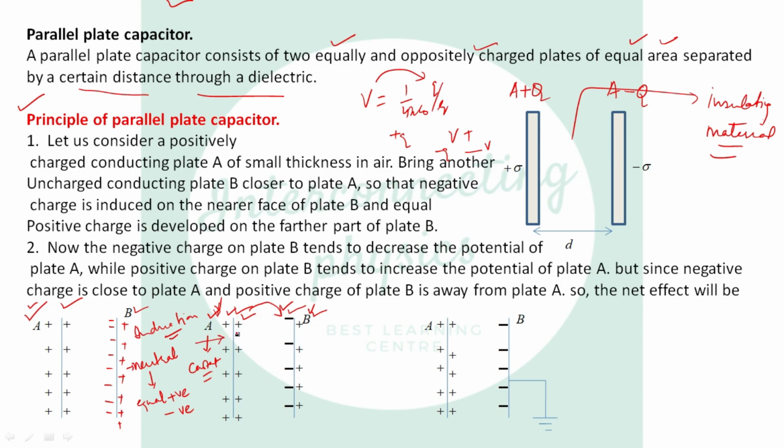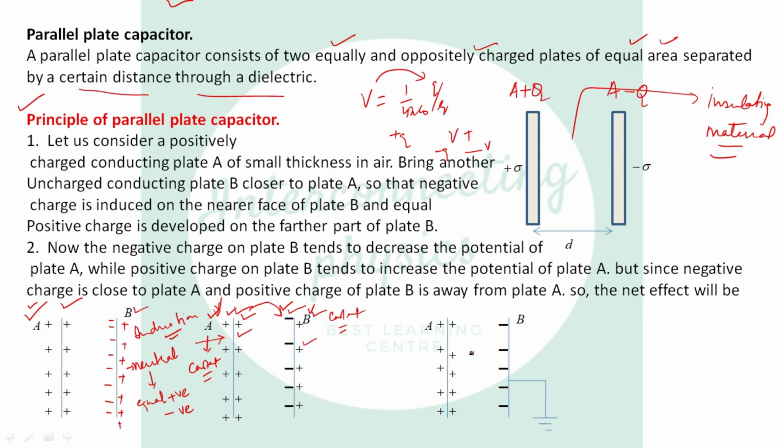Again I repeat, this negative charge will try to decrease the potential of A and this positive charge will try to increase the potential of A. And the overall effect will be that plate B will decrease the potential of A. But we have to keep the potential of A constant. So we will provide more charge to plate A so that its potential will become the same. It means the capacity of this capacitor has been increased. How? By bringing the uncharged conducting plate close to plate A.